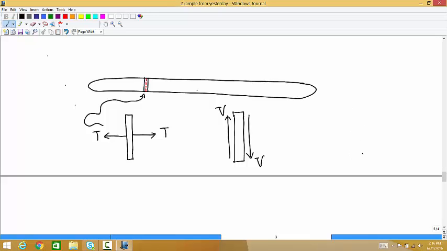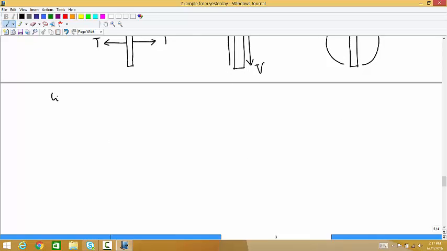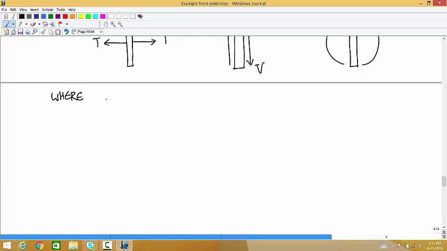And then the bending moment positive is counterclockwise on the right, clockwise on the left. Where T is called the tension, V is called the shear force, and M is called the bending moment.